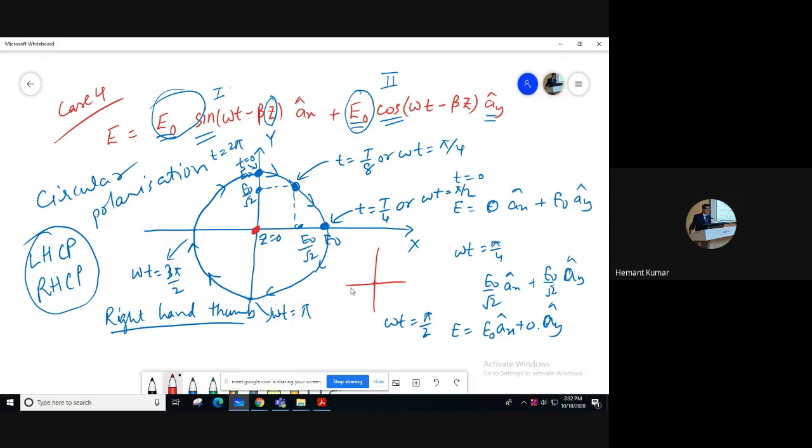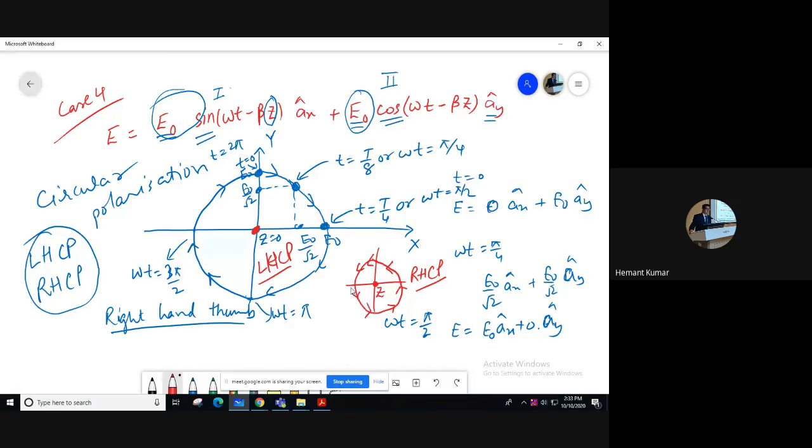Suppose this is the Z propagation direction, and as time advances our polarization is moving in this direction, then this is a right hand circularly polarized wave. This is right hand circular, but this is a left hand circularly polarized wave.